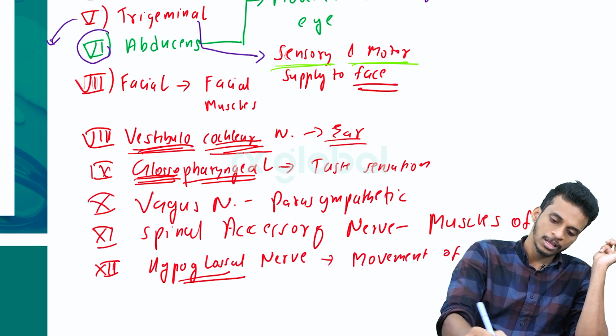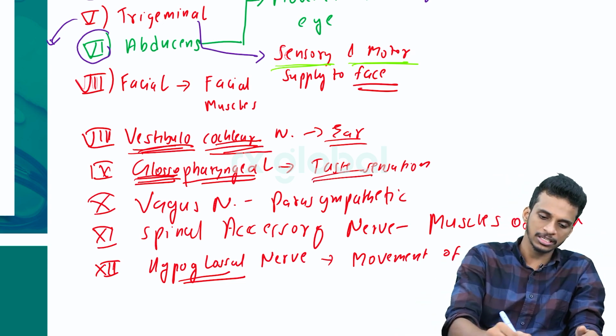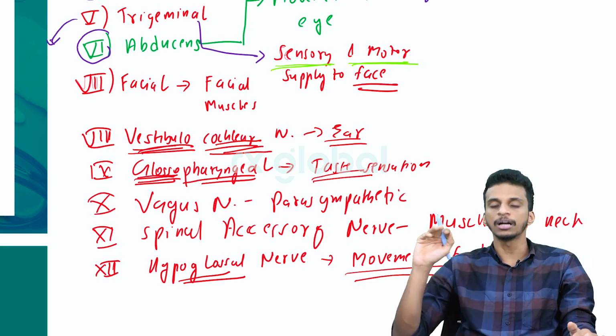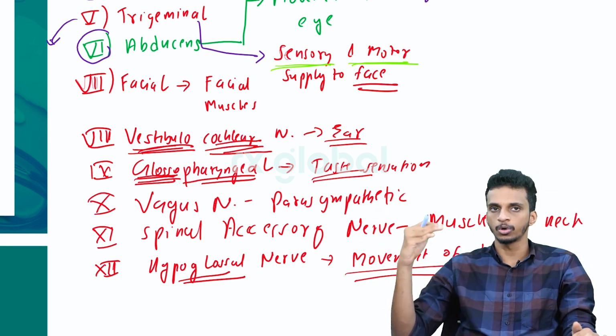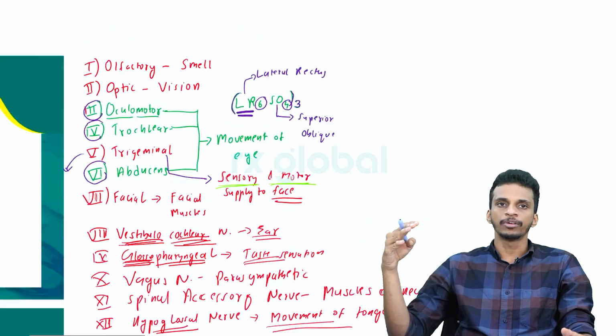One was taste sensation from the tongue, the second is movement of the tongue. So glossopharyngeal is for the taste sensation, hypoglossal is for the movement of the tongue. Both supply the tongue. One is for sensory, one is for motor. Glossopharyngeal is for sensory, taste sensation, and hypoglossal is for movement of the tongue.